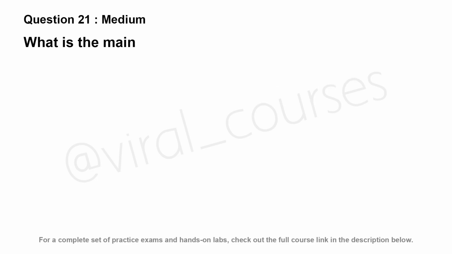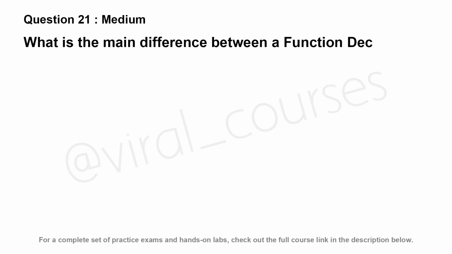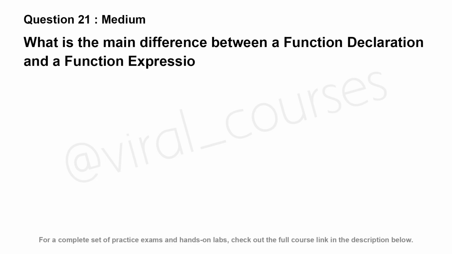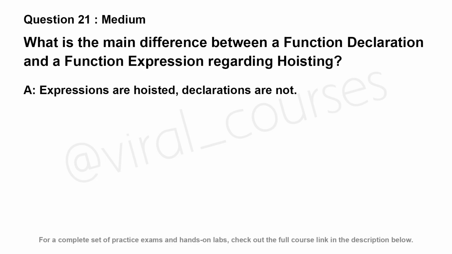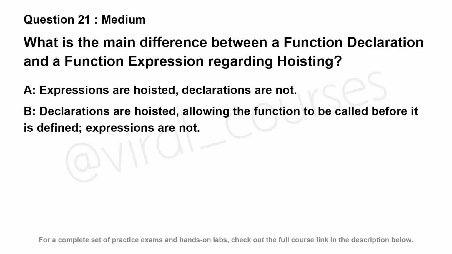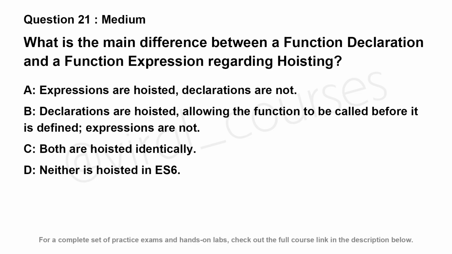What is the main difference between a function declaration and a function expression regarding hoisting? Option A. Expressions are hoisted. Declarations are not. Option B. Declarations are hoisted, allowing the function to be called before it is defined. Expressions are not. Option C. Both are hoisted identically. Option D. Neither is hoisted in ES6.